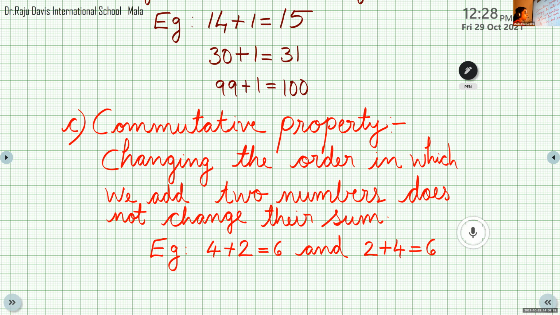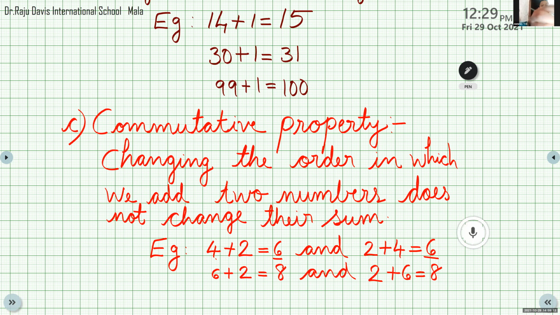So like this, we can write some more examples. I'm going to write another number. Okay, Prithvi, can you please tell one example for me? I'll write here. 6 plus 2. 6 plus 2 is equal to? What is the answer of 6 plus 2? 8. And we can write 2 plus 6 equal to 8.